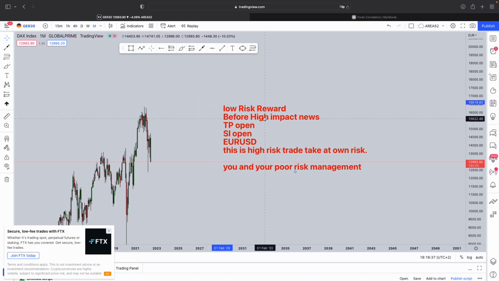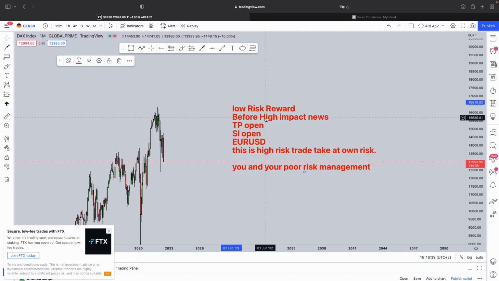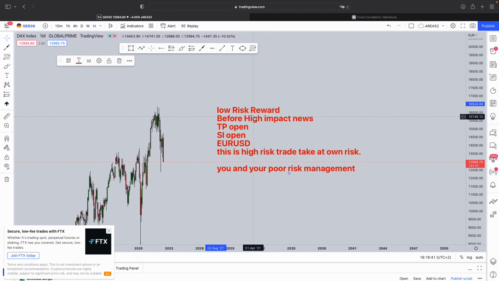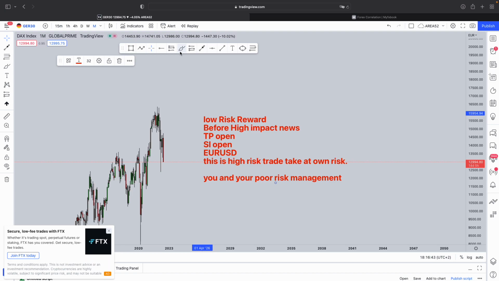Firstly, basically, if you do join a signal group and the risk reward is quite low, what that basically means is that they are willing to risk more than what they are going to win. Let's say, for instance, they send a signal to sell Euro USD. What you want to do is put in the stop loss and the take profit, and calculate to see what your risk to reward is.